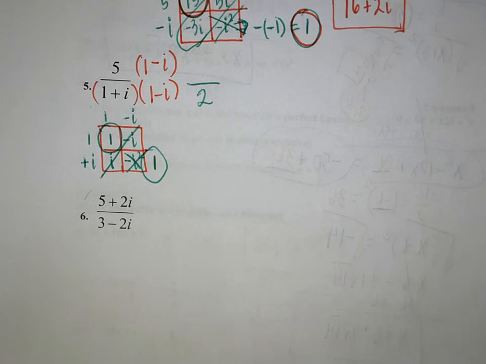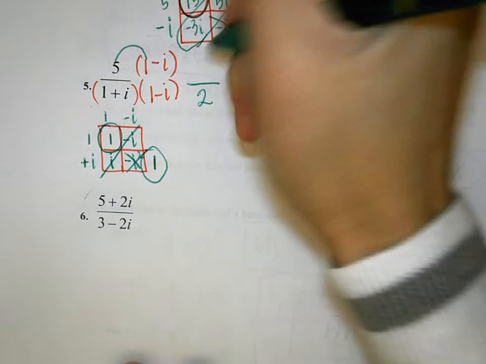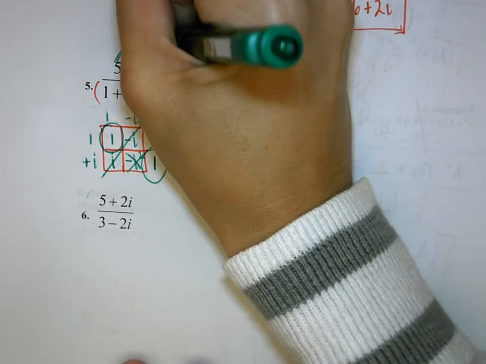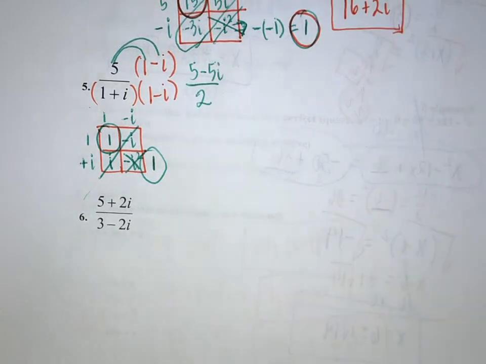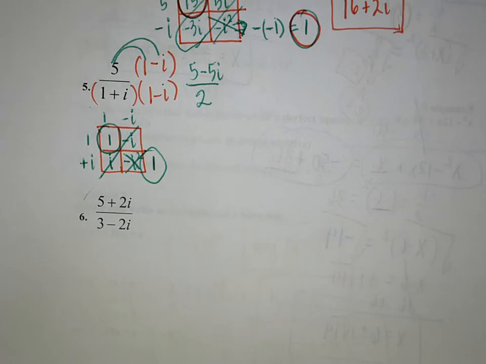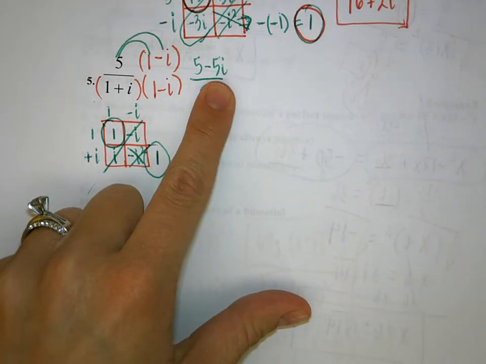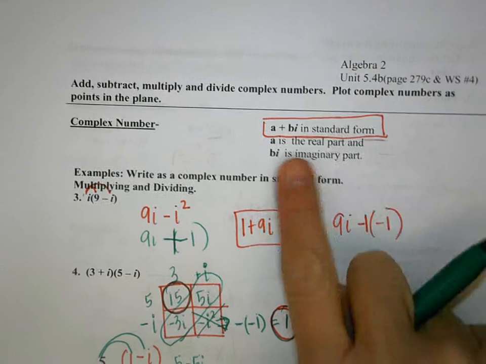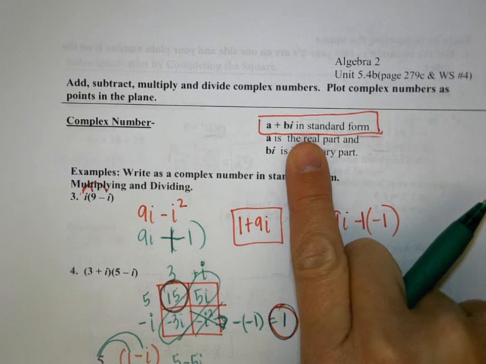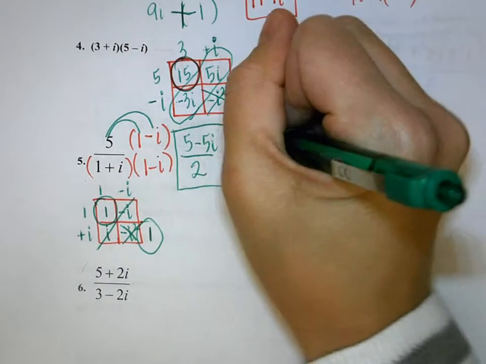Negative 5i. Close. We're going to multiply the 5 through here. 5 times 1 is 5, and 5 times negative i is negative 5i. And is this in the correct order? Yes, it is in the correct order, because you have your real part and then your imaginary part. If you go back to the beginning, standard form is you want your real part and then your imaginary part.